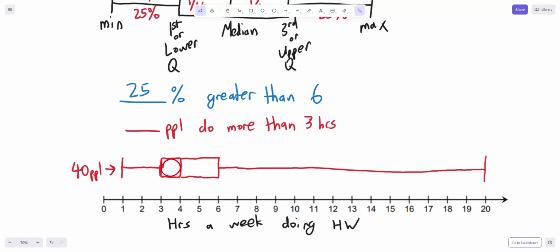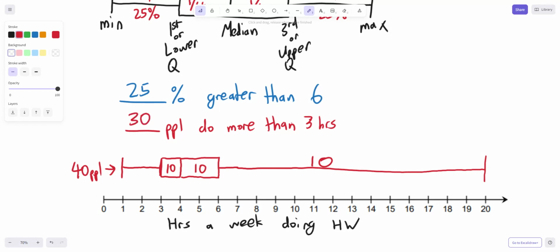So this is 1/4 of 40 people. So 1/4 of 40, or 40 divided by 4 is 10 people here. This is also 1/4 of 40, so 10 people here. This part is also 1/4 of 40, so 10 people there. So there are 30 people, or 75% of your total. So 30 people do more than 3 hours of homework a week.